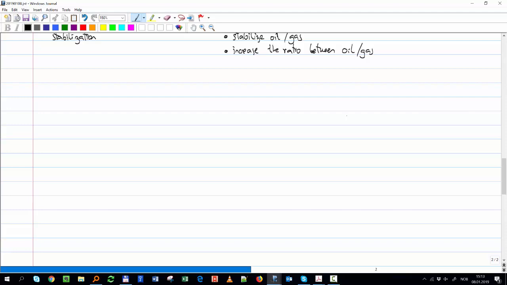If we try to make the whole process like a house, just to summarize, we put the field stream, okay, field stream. And we have this house, something happens inside, a bunch of processes, separation, I have pumps, etc. And at the end, I get two streams, I get the gas and I get the oil.